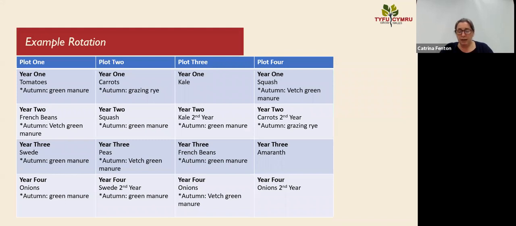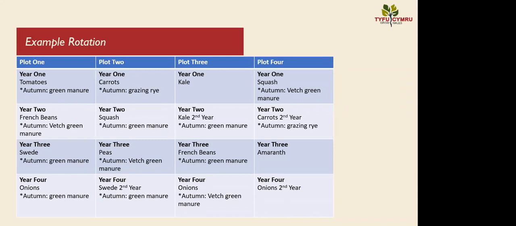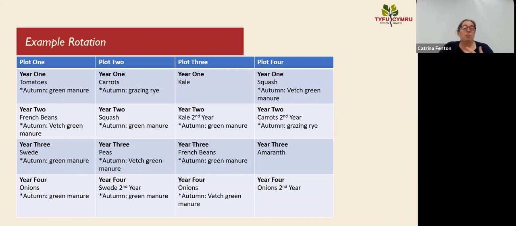Let's have a look at an example crop rotation for seed. Like I say, you may well be quite familiar with it from growing for produce. The general principles are you group your rotation by grouping plant families together. So you've got your alliums, your brassicas, your legumes, and your umbellifer type plants like carrots, for example.